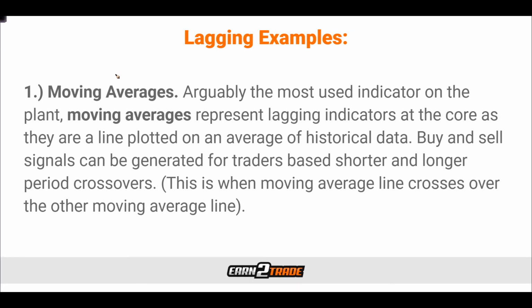As we switch on over to some lagging examples, we'll find a broader category of indicators. More indicators fall under the lagging category than the predictive leading category, as you'll find as you progress throughout your trading career. Now, our number one and by far and away the most common indicator, in my opinion, that exists and has existed for quite some time out there of either category is going to be a moving average.